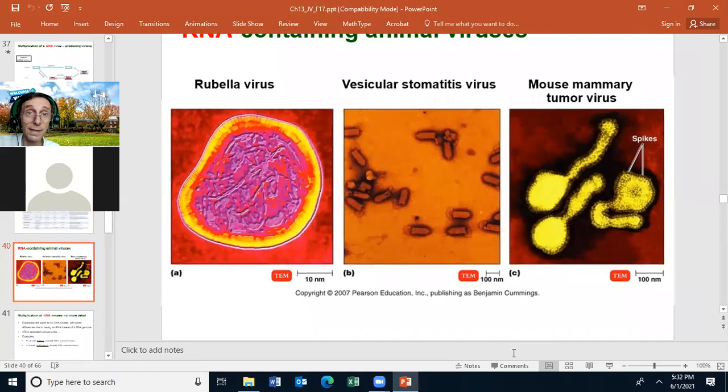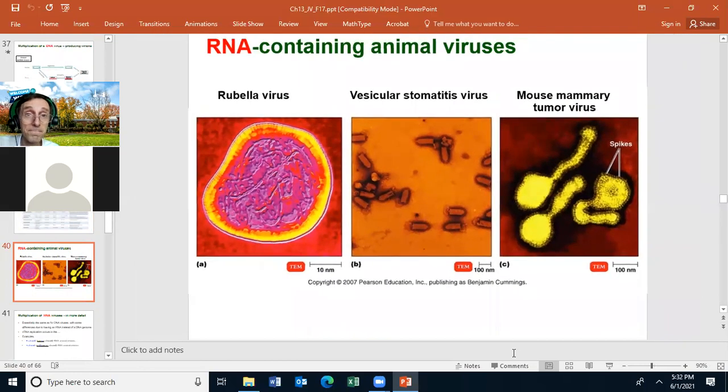All right, so we're looking at some of the RNA containing animal virus, and you'll note they are very different in their shape and in their makeup, as well as their size. Like this is pretty small, and this is 10 times larger, so is that one. But you can see these are similar in size, but totally look different.